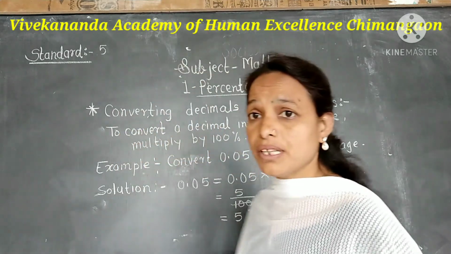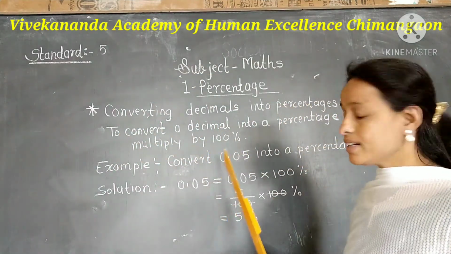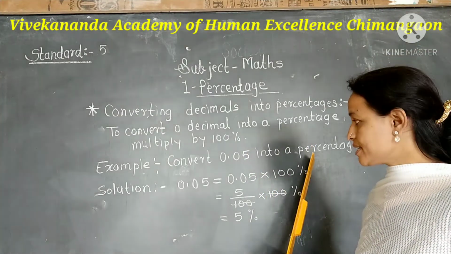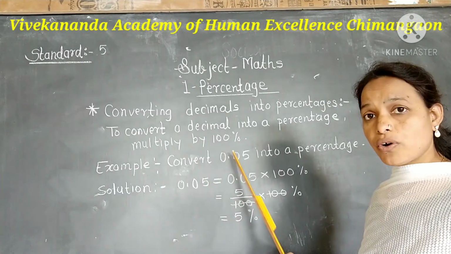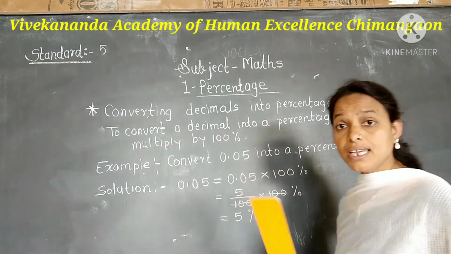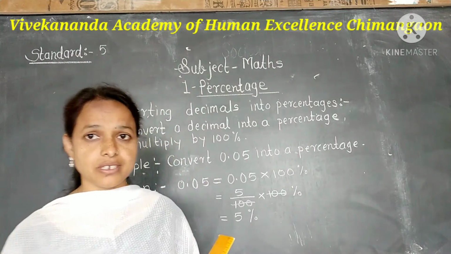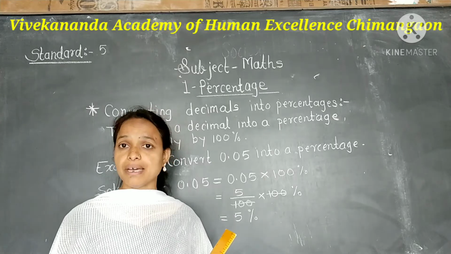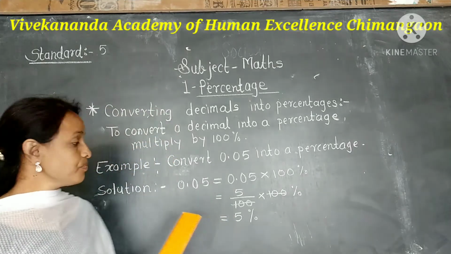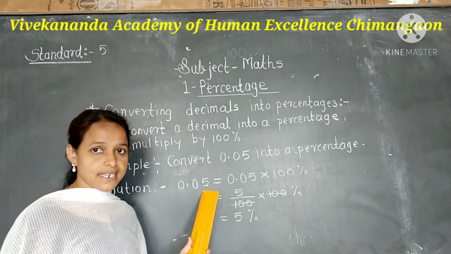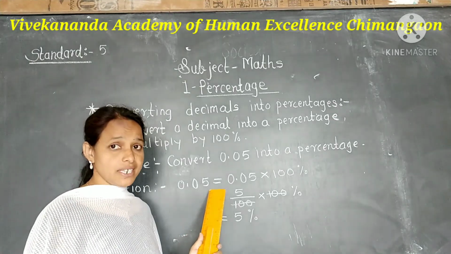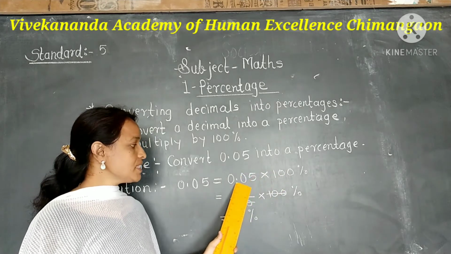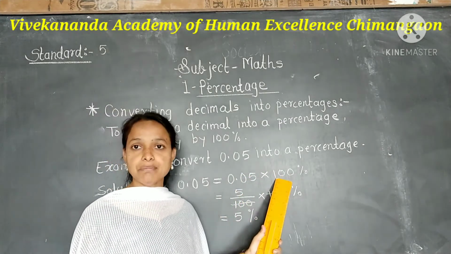So see here example, convert 0.05 into a percentage. See student, example, convert 0.05 into a percentage. So now, we have just seen that to convert a decimal into percentage, we have to multiply by 100%. So see its solution. 0.05 decimal is given. So to convert decimal into percentage, we have to multiply by 100%.